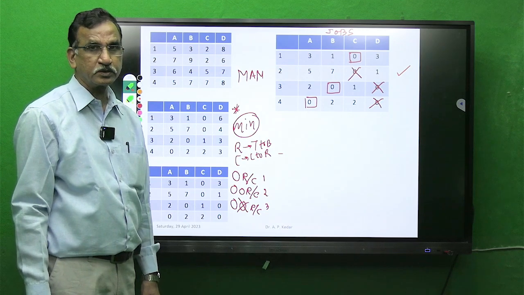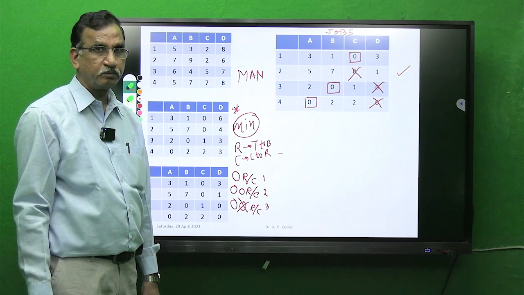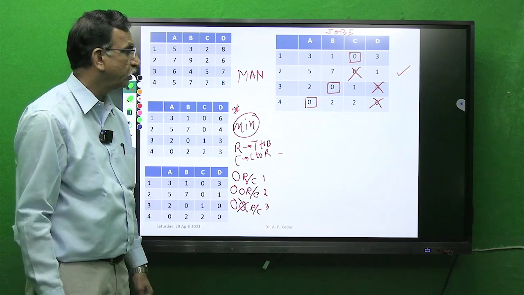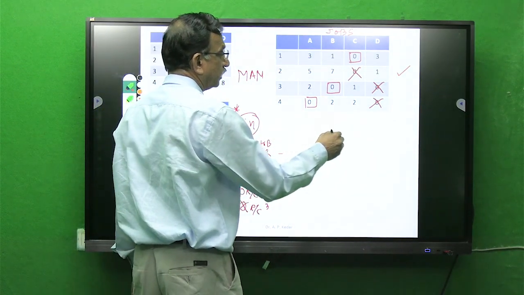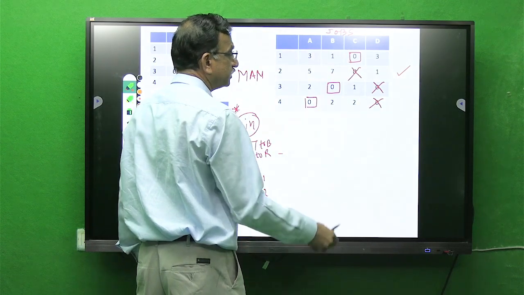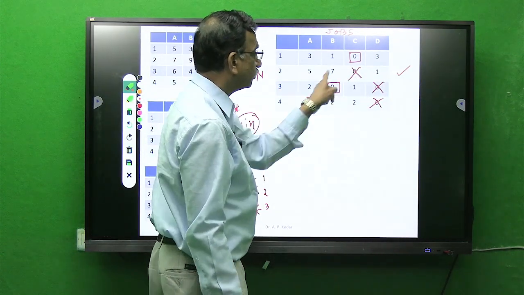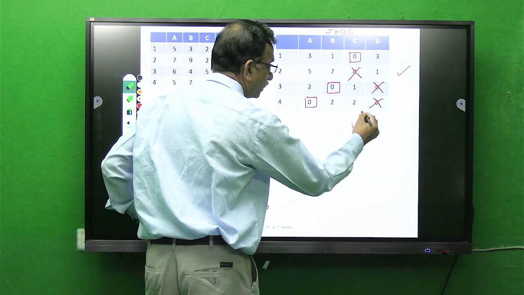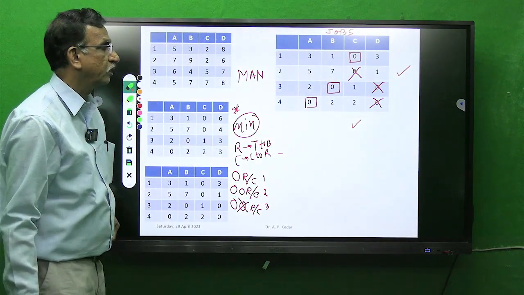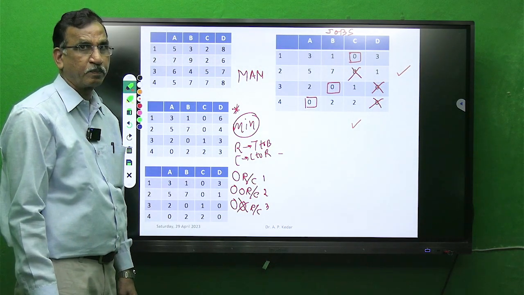I have tick marked. This is the step. Tick mark the row which is not assigned. Then what is the next step? Tick mark the column having assignments in the marked row. So this is the marked row. Here you are having zeros. For this column you are having assignment. It looks like this.